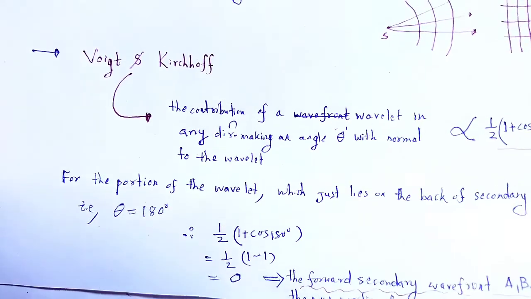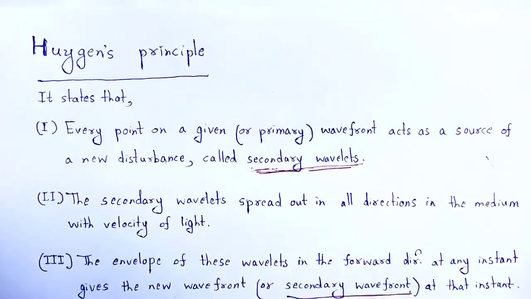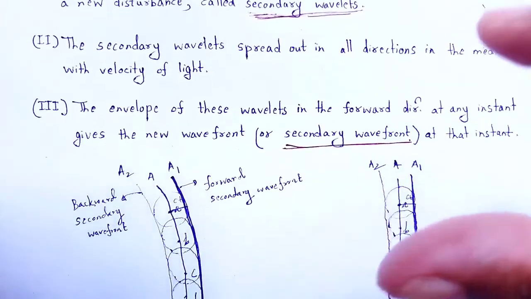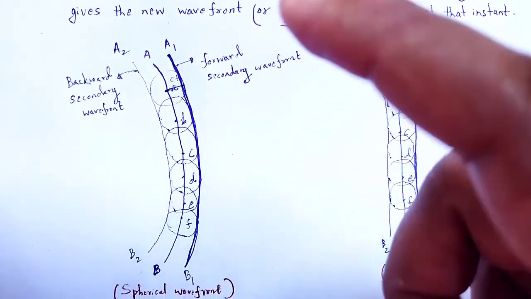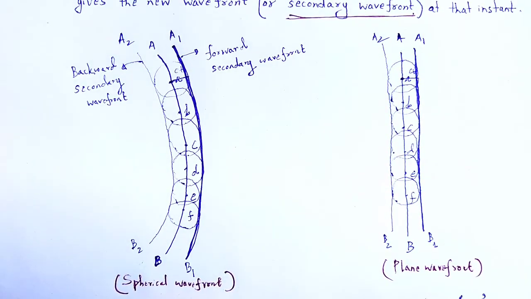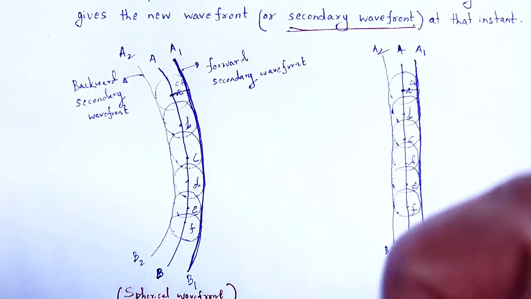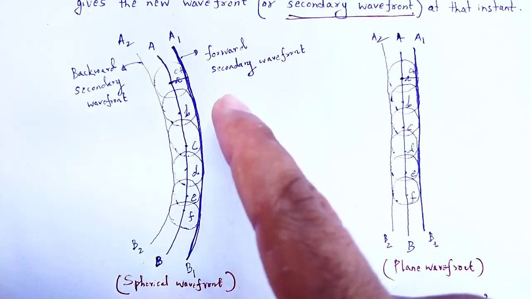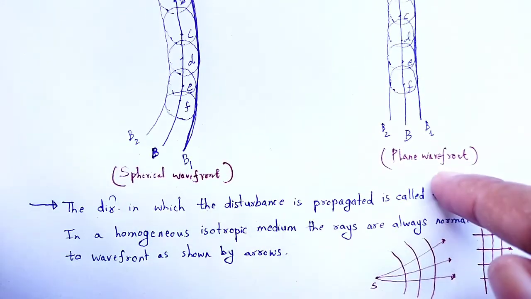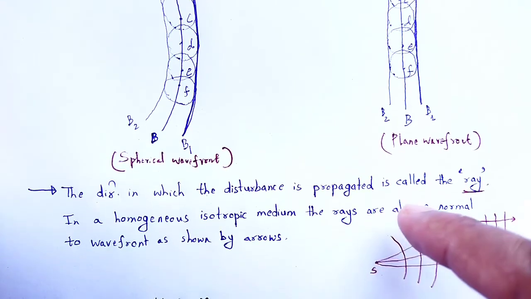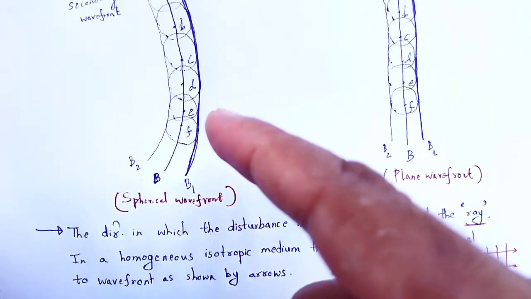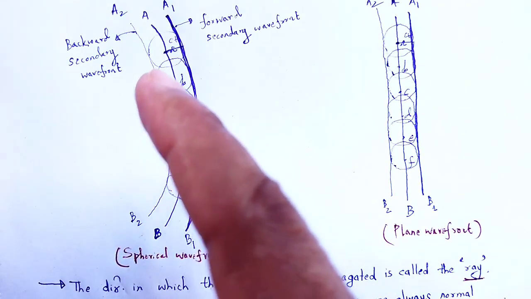So, with the help of this video lecture, we understand what Huygens principle is and the statements of Huygens principle. By using the Huygens principle, we take the position and propagation of a wavefront at a particular time instant, for a spherical wavefront and for a plane wavefront. What is a ray? And a mathematical way to explain why the backward secondary wavefront does not exist.